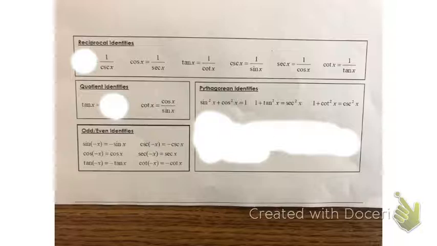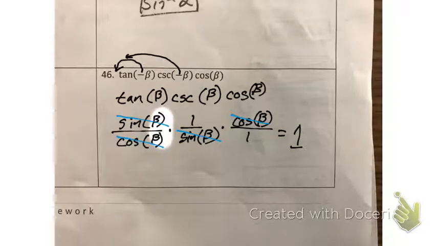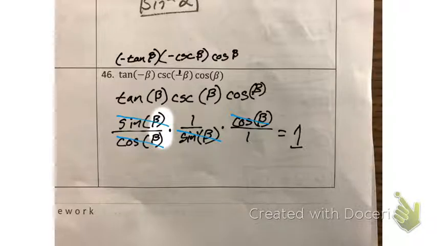So we would have negative tangent times a negative cosecant, which becomes positive. A negative tangent times a negative cosecant. So I guess I could write that above. What happens when you pull it out front is you'd have negative tangent beta times negative cosecant beta times cosine beta. And a negative times a negative becomes a positive.